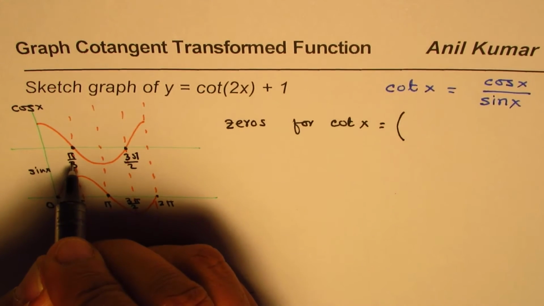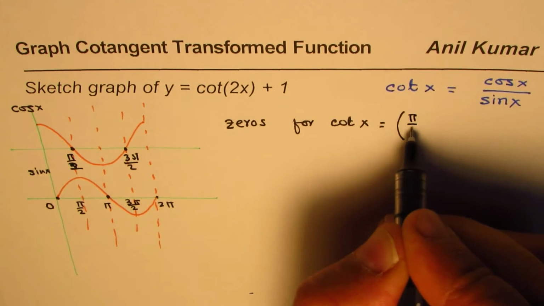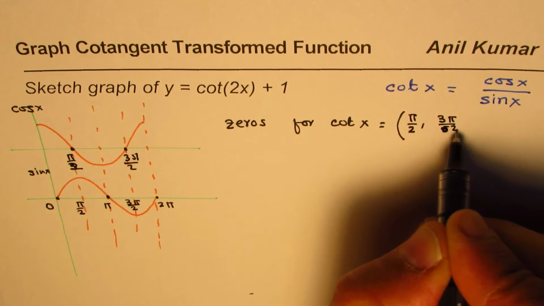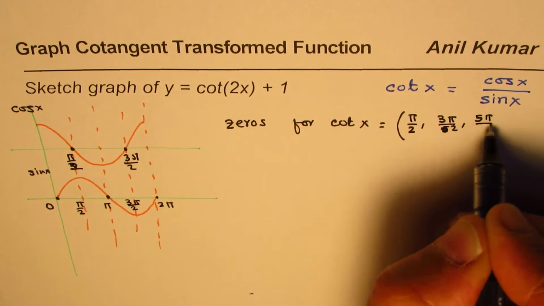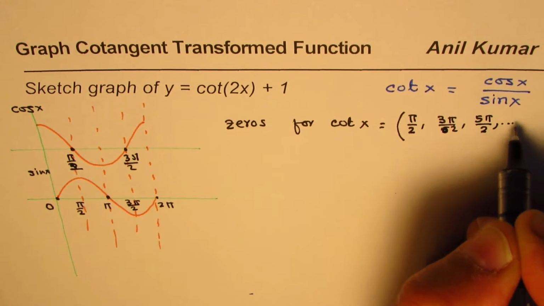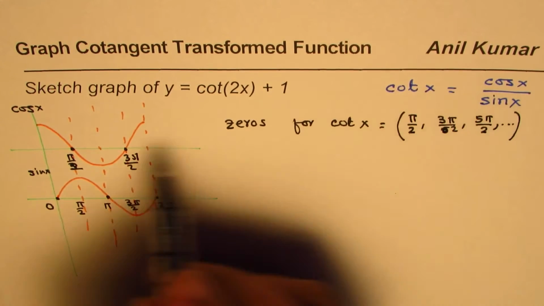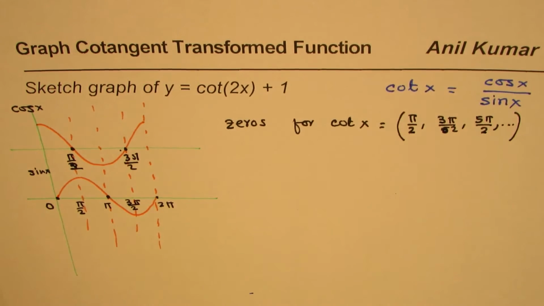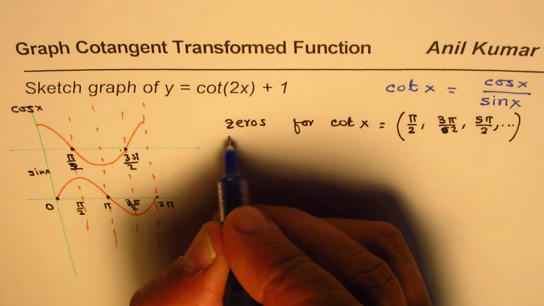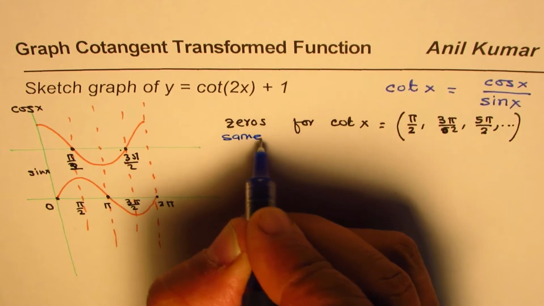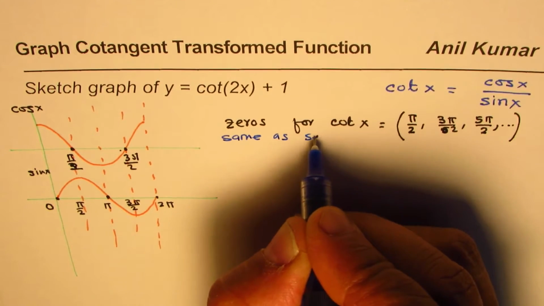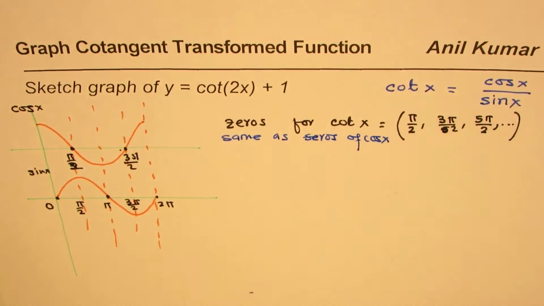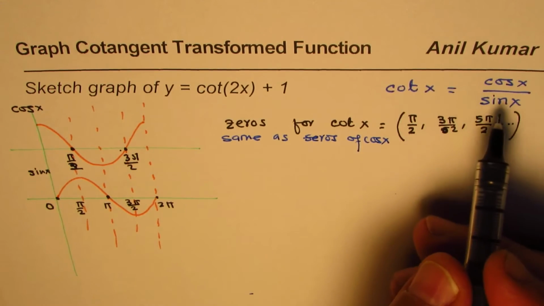So they are pi by 2, 3 pi by 2, and 5 pi by 2, odd multiples of pi by 2, correct? So these are the zeros for cos x. These zeros will be zeros for cotangent x, right? So zeros for cot x are the same as zeros of cos x, correct?